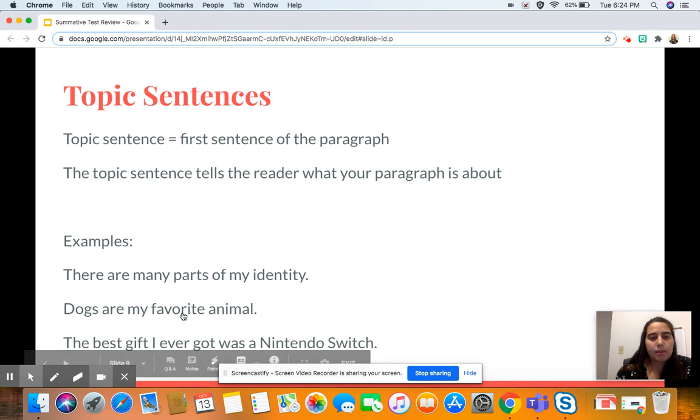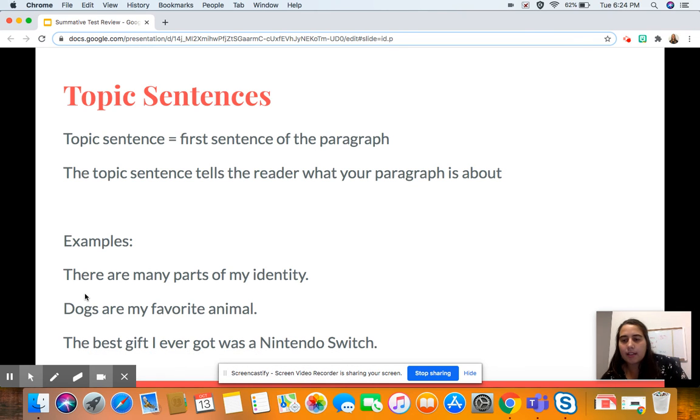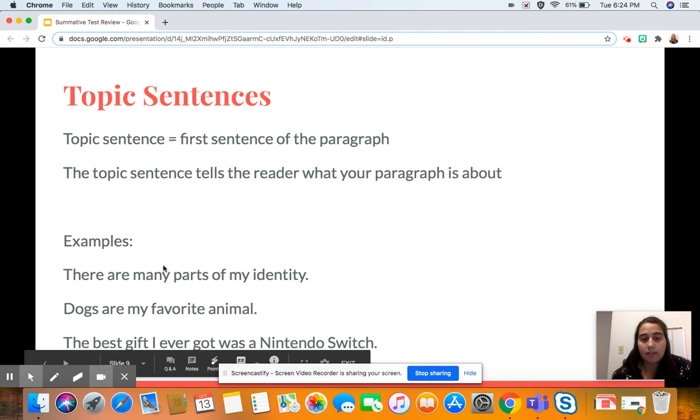So here are some examples of topic sentences. The first one says, there are many parts of my identity. So if this was the topic sentence, I would know, even though I haven't read the rest of the paragraph, that the paragraph is about my identity and the different parts of it, right? That's what the topic sentence said.